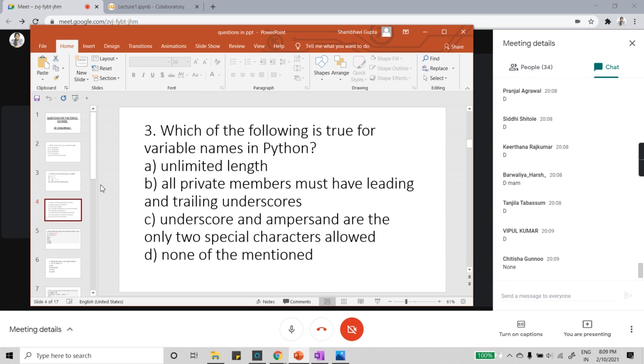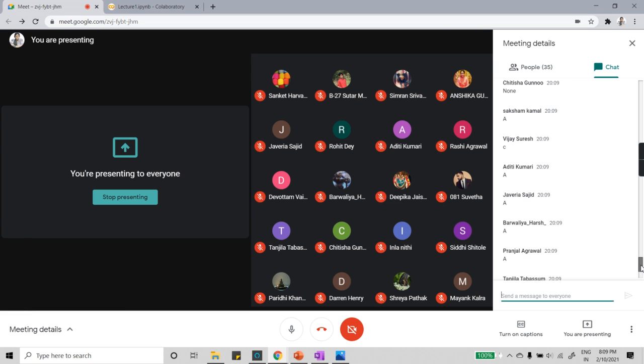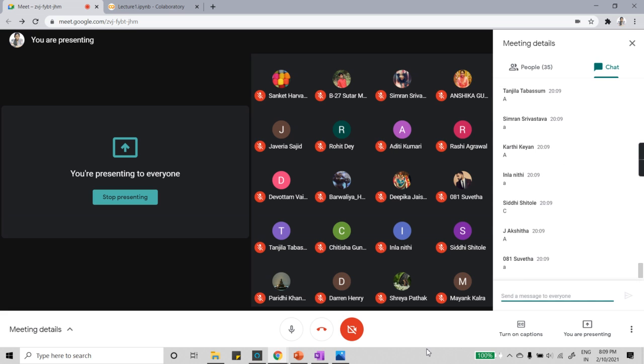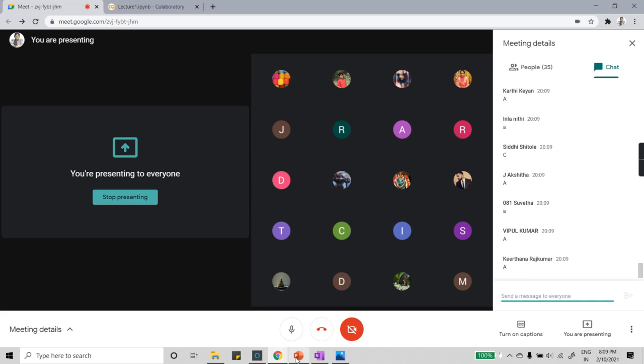Which of the following is true for variable names in Python? A, unlimited length. B, all private members must have leading and trailing underscore. C, underscore and ampersand are the only two special characters allowed. D, none of the mentioned. Okay, this time Sakshan gave me the correct answer, and that is C. Someone else also gave me C. A is the correct answer.